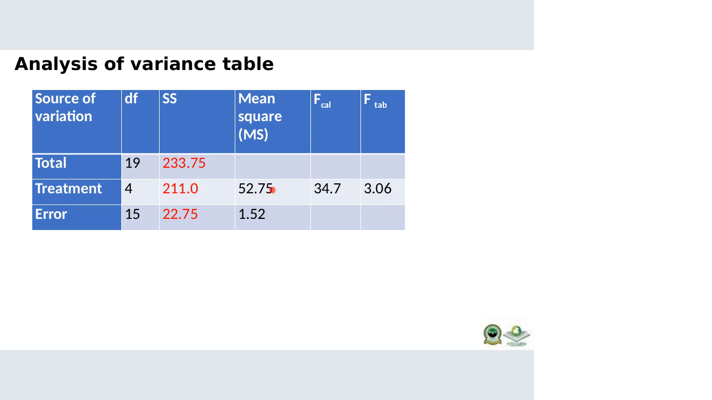Now we have to construct our analysis of variance table. It's very sacrosanct. It has six columns. So we will now substitute the values we have already obtained. For the source of variation, we have total, treatment, and error. Degree of freedom for total, of course, you know how we got it to be 19. For treatment, 4, and the error, 15.